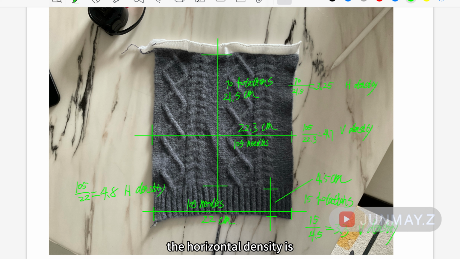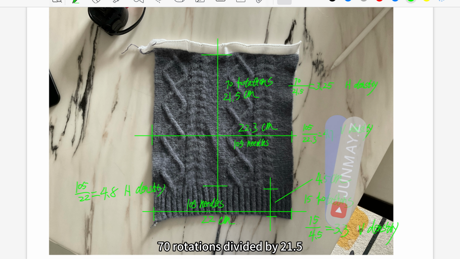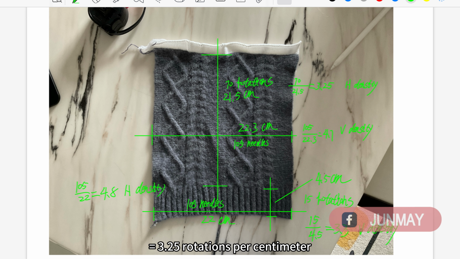The horizontal density is 105 needles divided by 22.3 equals 4.7 needles per centimeter. The vertical density is 70 rotations divided by 21.5 equals 3.25 rotations per centimeter. The horizontal density for 2x2 rib is 105 divided by 22 equals 4.8 needles per centimeter. The vertical density for 2x2 rib is 15 divided by 4.5 equals 3.3 rotations per centimeter.